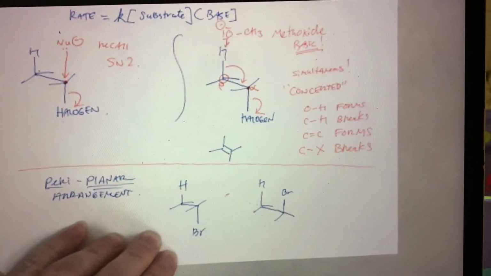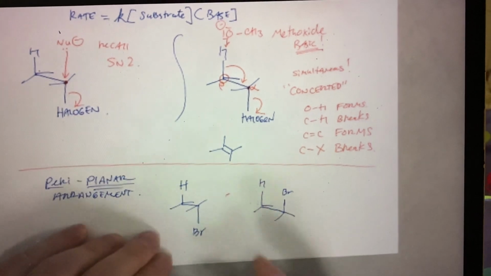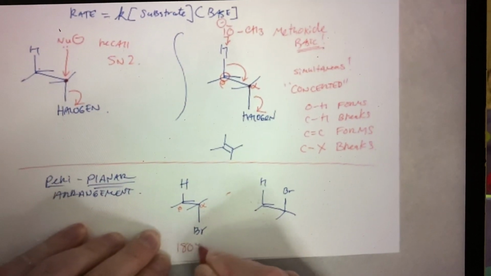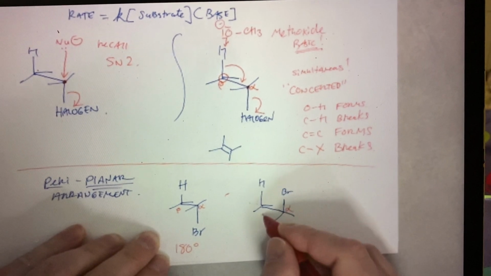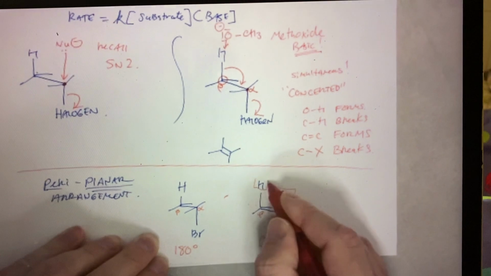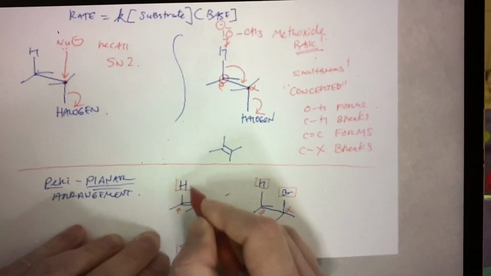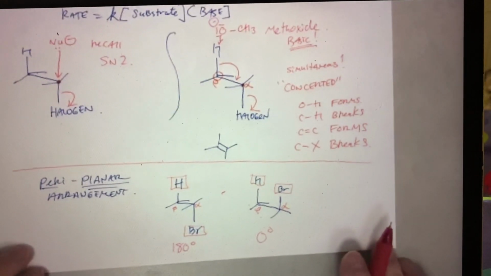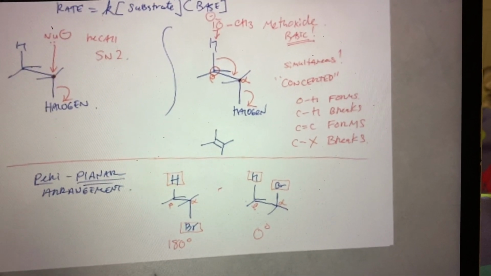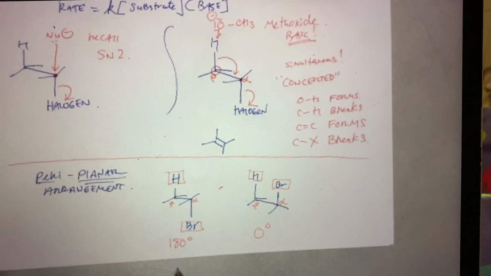If you're not familiar with sawhorse, don't panic. In sawhorse, we have alpha, beta, and these are 180 degrees apart. And in this other one, we have alpha and beta. And these two atoms I'm putting in boxes are 0 degrees apart. So we're going to use Newman's today. We're going to revisit Newman's in a very simple and effective way to look at this.